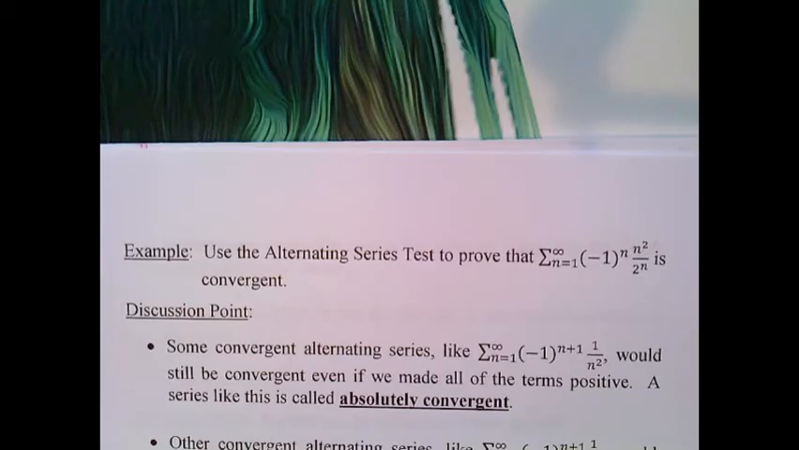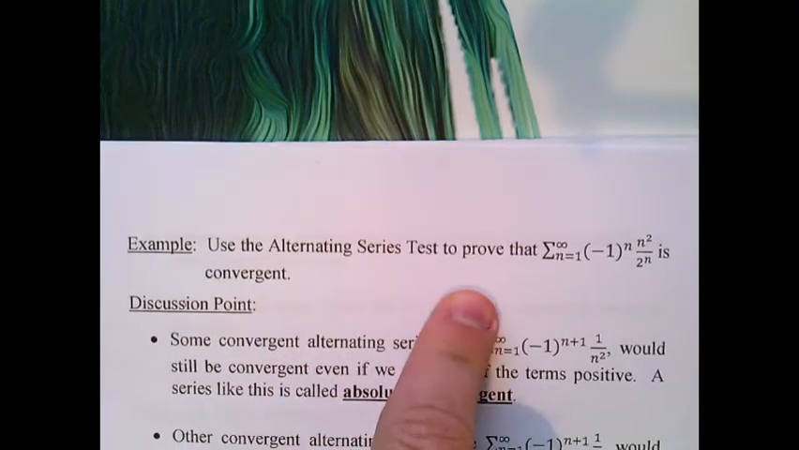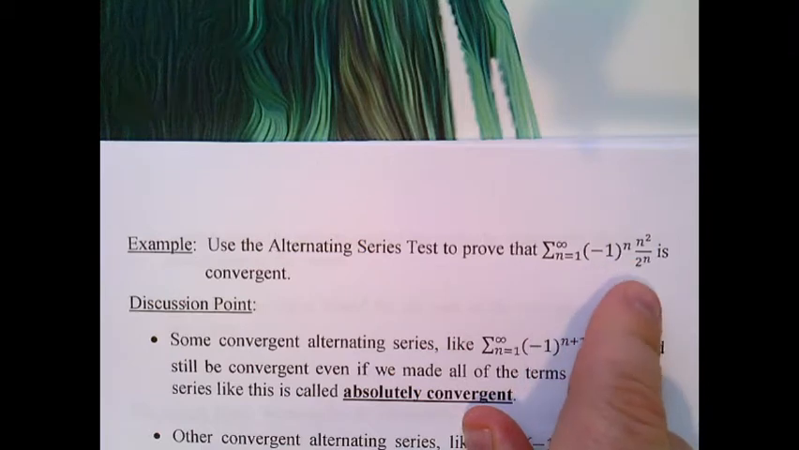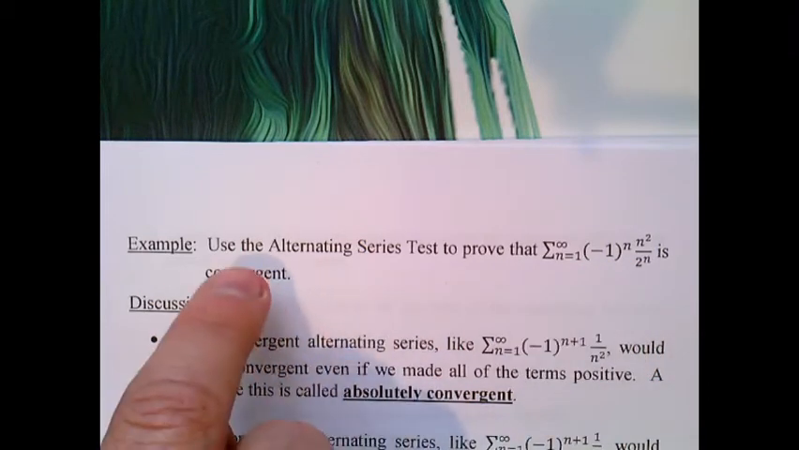Alright, so on to page 3 of the outline. This is the outline for section 5.5. In the last example we specifically said there was no need to write out a proof, but in this example we want to go ahead and formally write up a proof. Use the alternating series test to prove that the series whose nth term is negative 1 to the n times n squared over 2 to the n is convergent.